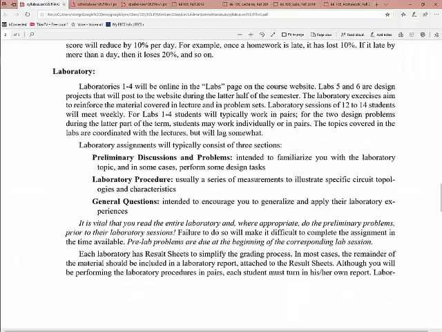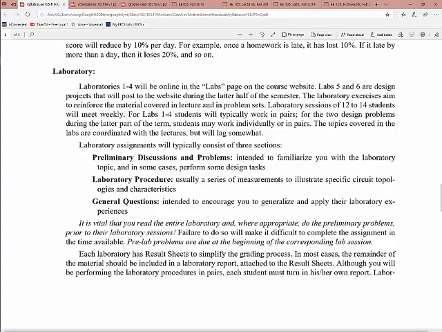So when you do the labs, the first 4 labs are very well structured. And what I mean by that is you have a pre-lab. So there's preliminary discussion and problems. When the lab comes up online, you'll see a pre-lab there. They'll tell you exactly what to do. You're going to have to do some calculations on your own and fill in some blanks in the pre-lab.